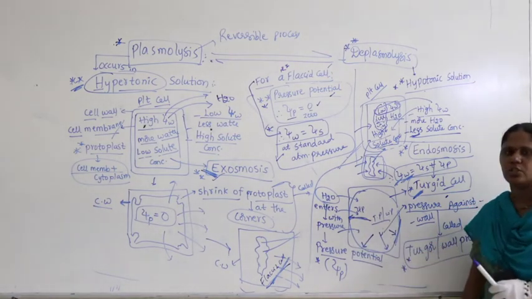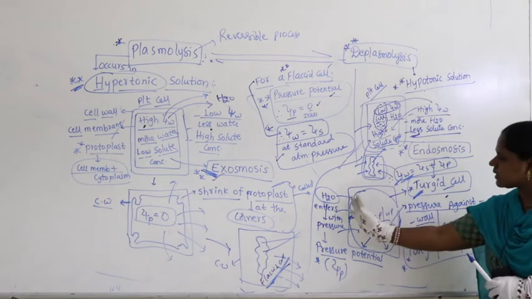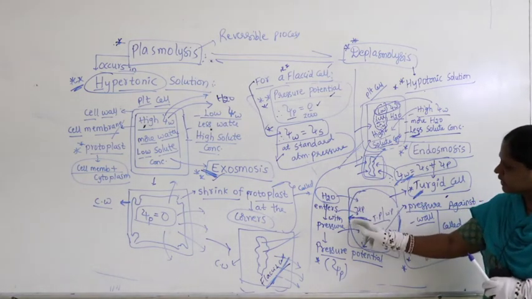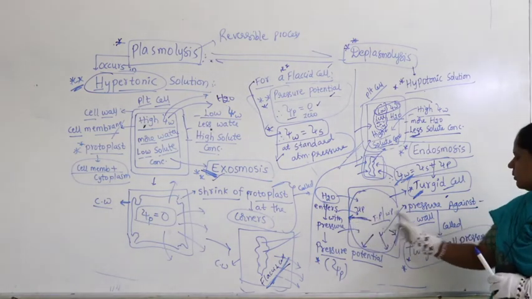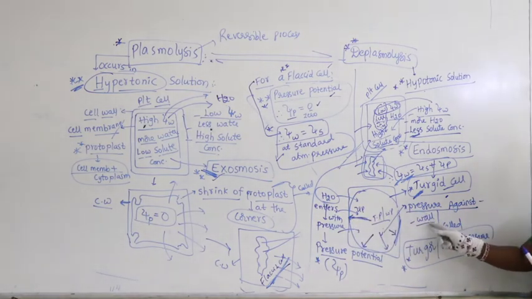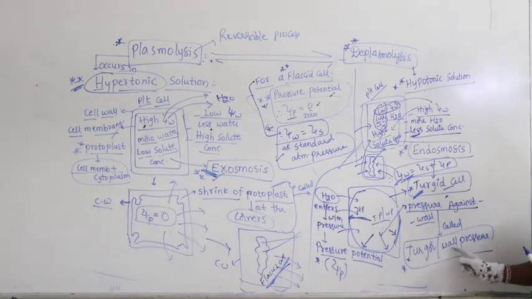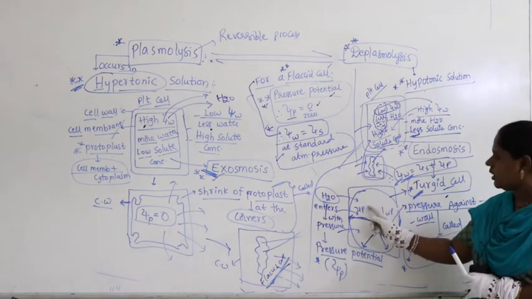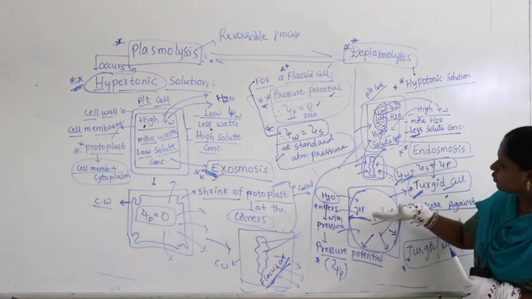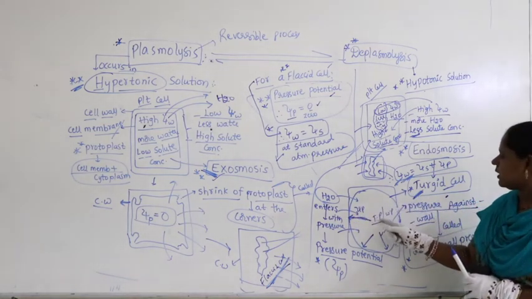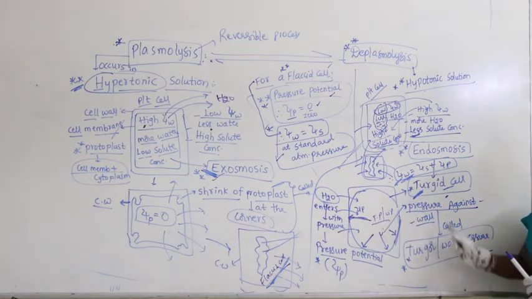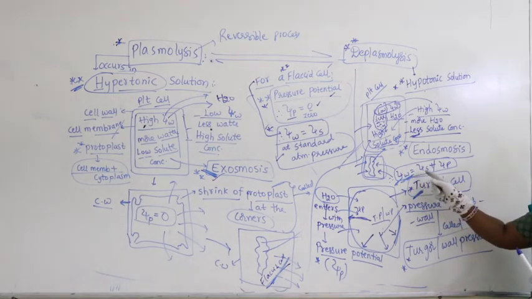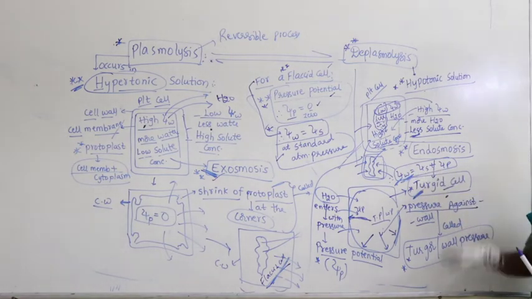Here, the pressure with which water enters inside is called pressure potential. After that, the cell is fully filled, and water touches the protoplast or wall in the opposite direction. The pressure in the opposite direction, with which water presses on the protoplast, is called turgor pressure or wall pressure. The pressure with which water enters is pressure potential. So for a deplasmolyzed, turgid cell, water potential is calculated as solute potential plus pressure potential.